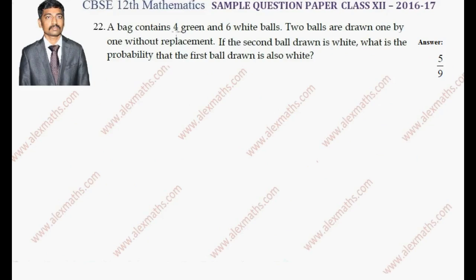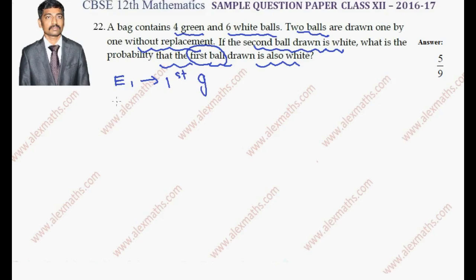A bag contains 4 green and 6 white balls. 2 balls are drawn one by one without replacement. If the second ball drawn is white, what is the probability that the first ball drawn is also white? When we are taking the first ball, there are two chances. Either it can be green or white. I'll take that as E1 first green and E2 as first white.